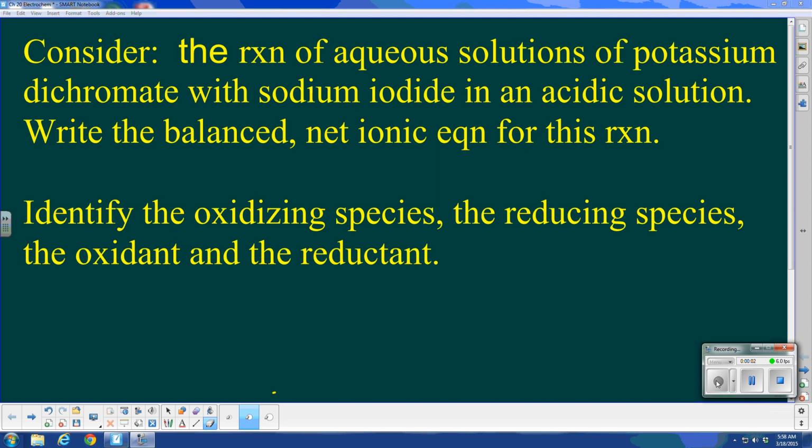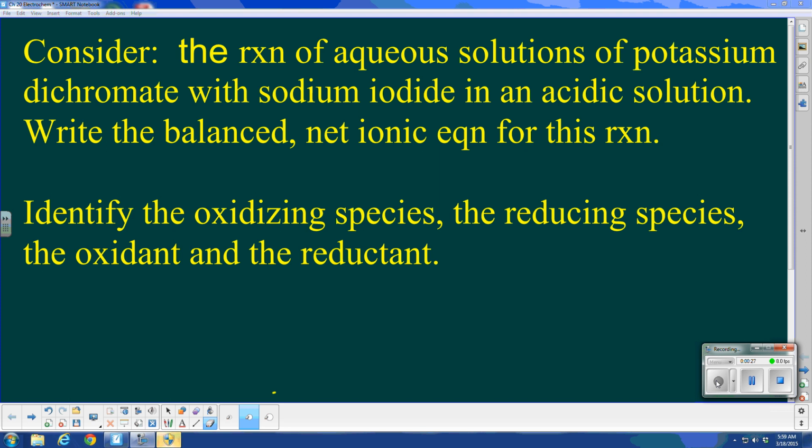Well, good day, everyone. We are learning today about electrochem, and the place we start with electrochem is one of our old favorites. We want to start off with redox. So let's take a look at this. Consider the reaction of aqueous solutions of potassium dichromate with sodium iodide in an acidic solution. Write the balanced net ionic equation for this reaction.